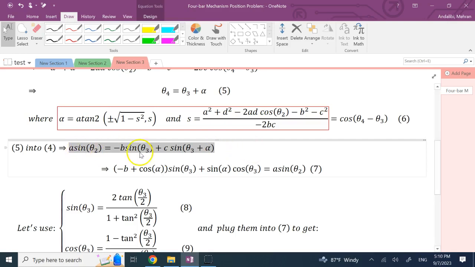Still not a linear equation. It's nonlinear in terms of theta 3. Remember, alpha is just a constant angle. So still nonlinear in terms of theta 3. So how do we solve that? I'll show you. But you see, now I brought it down to 1 equation, 1 unknown. Now what do I do? I expand sine of theta 3 plus alpha.